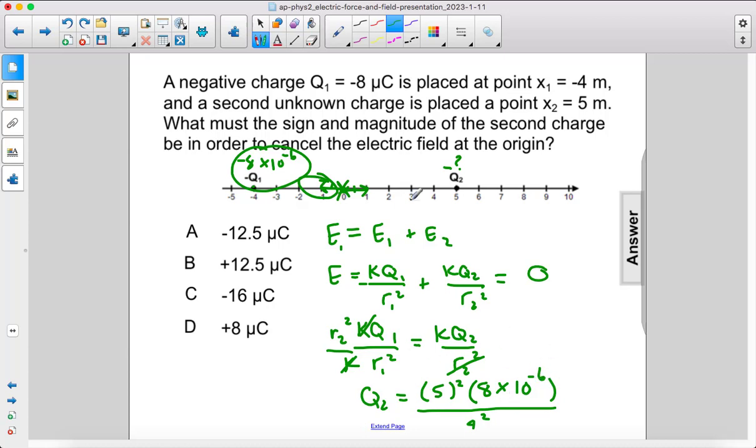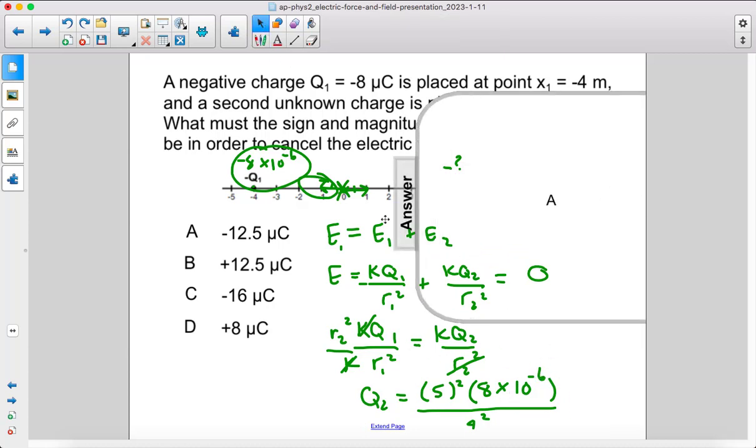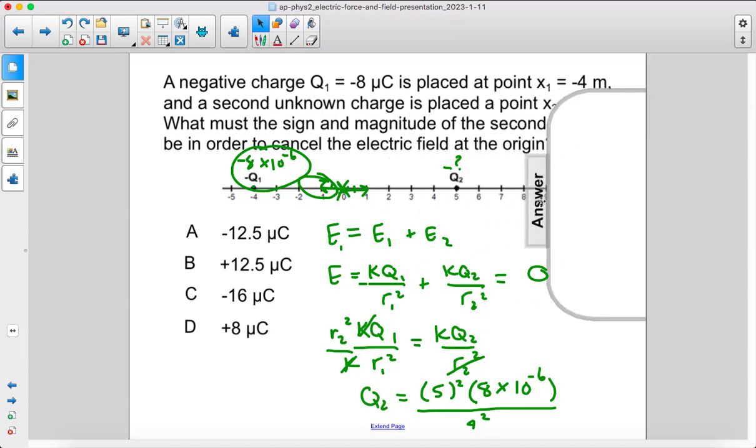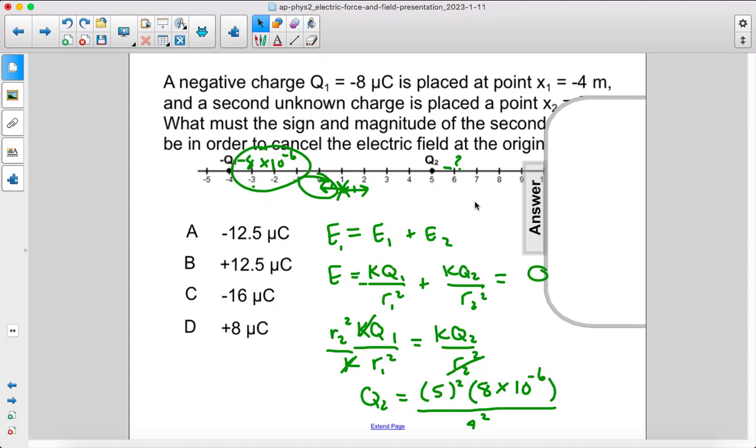So when you do this math in your calculator, you should get -12.5 microcoulombs. The magnitude of the charge will be 12.5 times 10 to the -6, and that charge must be negative. So that's why the answer is A.